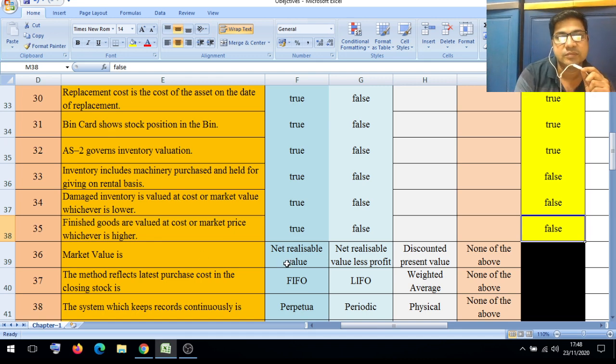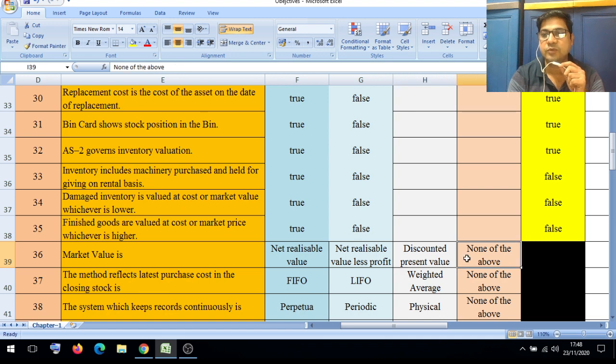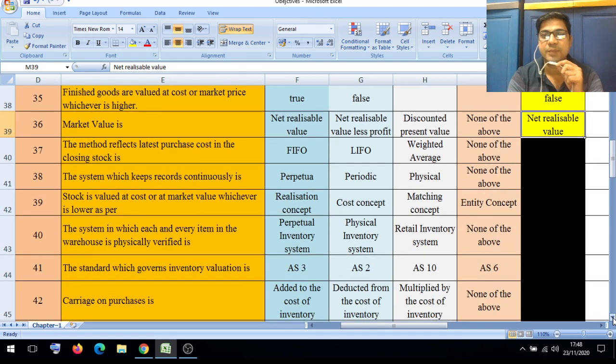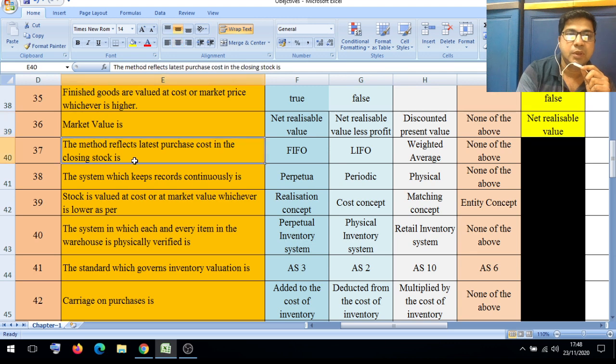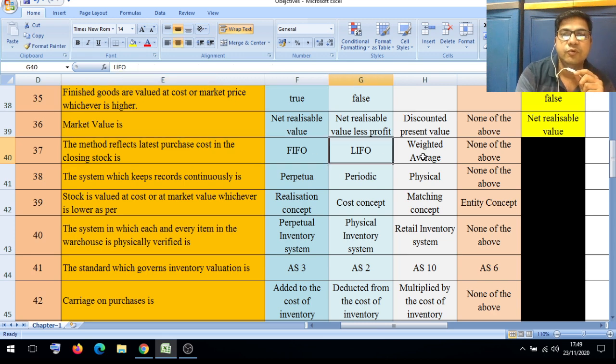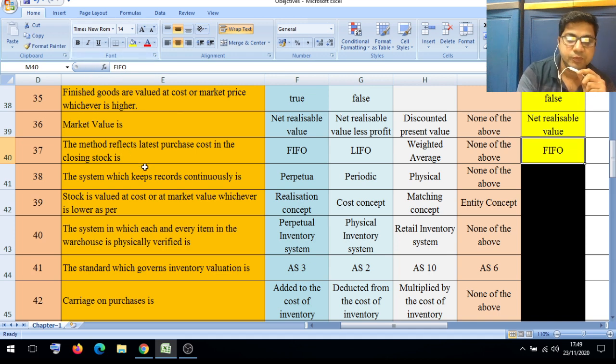Market value is net realizable value, net realizable value less profit, discounted present value, none of the above. So answer is market value means net realizable value. The method that reflects the latest purchase cost in the closing stock is FIFO, LIFO, weighted average, none of the above. Answer is FIFO.